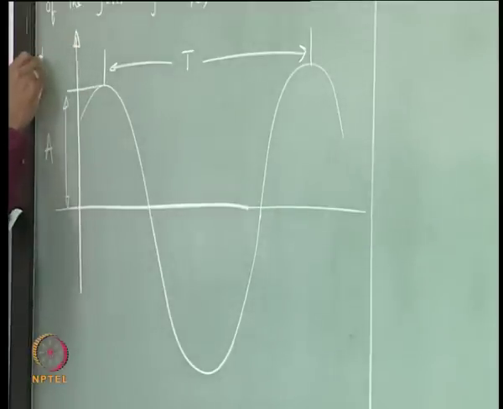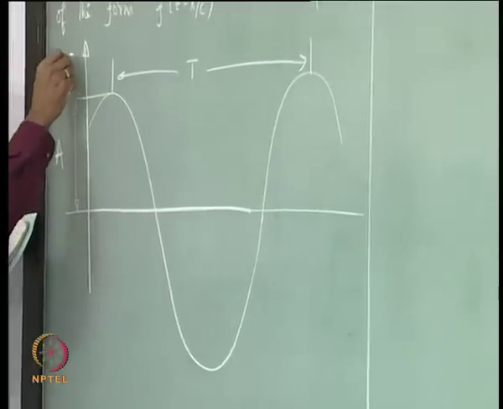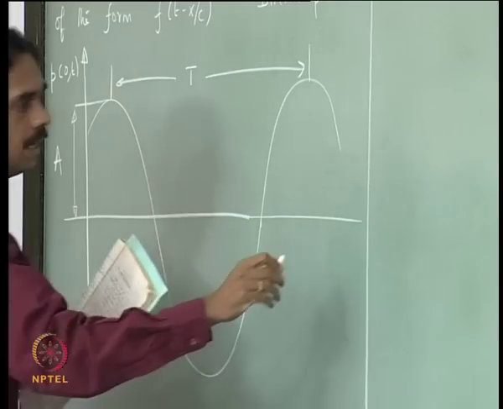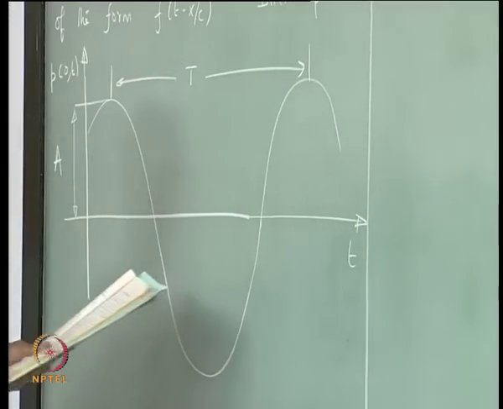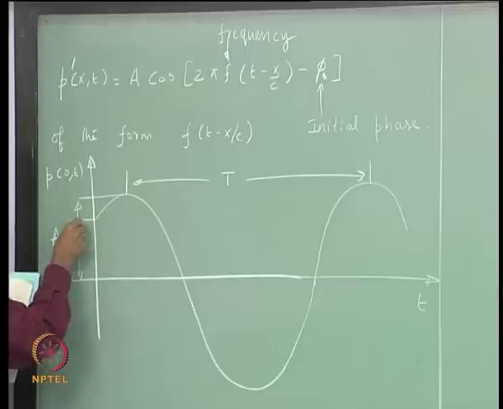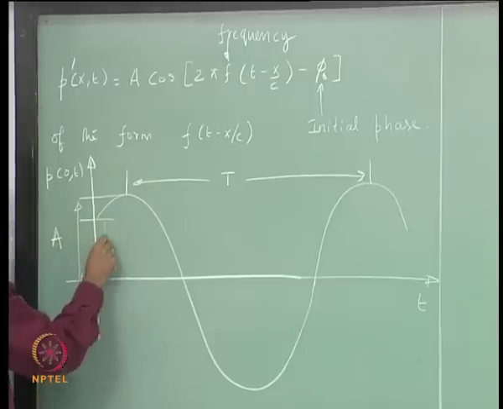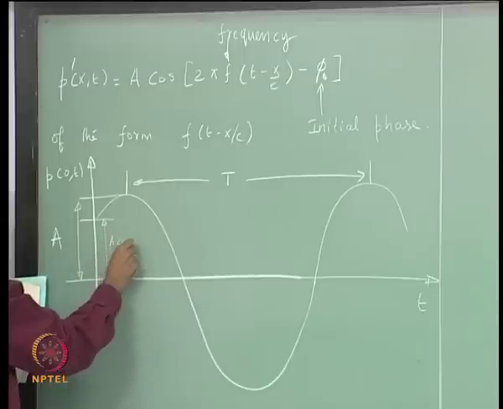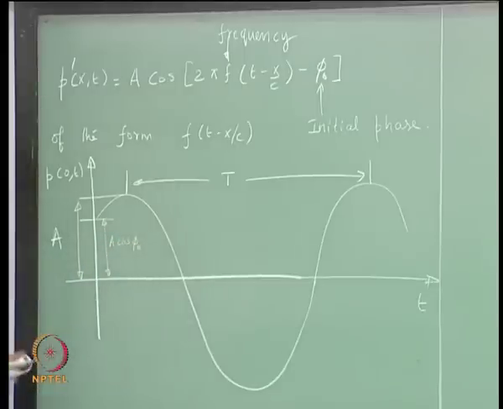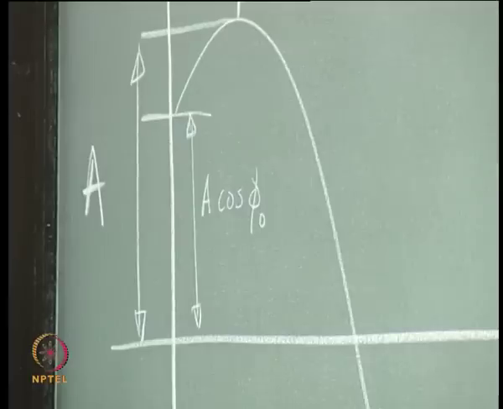Let me mark the axis. It's p of, let's say, some reference value, p of t, at x = 0, as a function of t. You can easily see that this particular value, if I read off, would be A cos phi naught, because of the reference phase. So this picture clearly defines what A is, what phi naught is, and what the time period T is. And the idea is that the wave repeats after every time interval T.